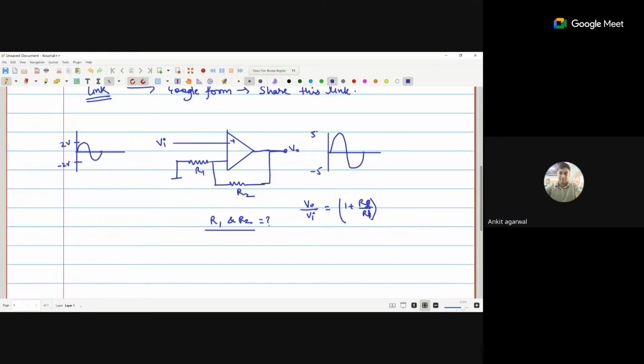Now what is V naught? If I take that as 10 volts, and Vi is 4 volts, then V naught upon Vi is what? 10 divided by 4, or I can take 5 divided by 2, any value. That is equal to 1 plus Rf by R1. So 2.5 is equal to 1 plus Rf by R1. So Rf by R1 is what? 1.5.